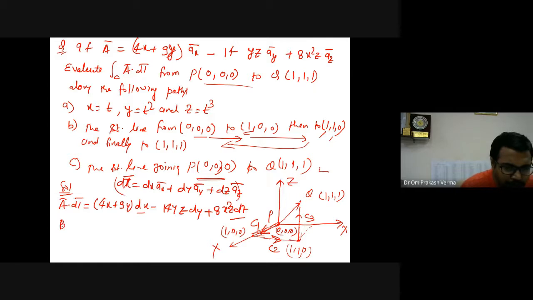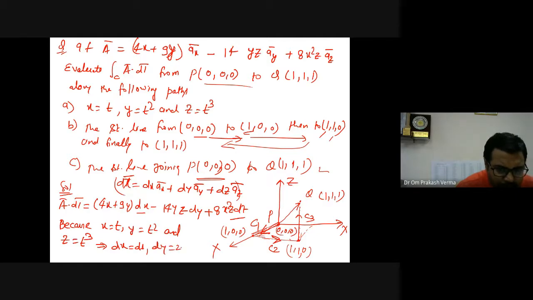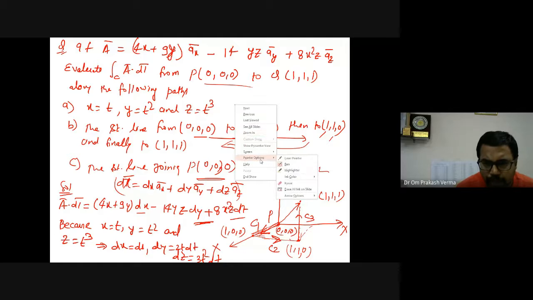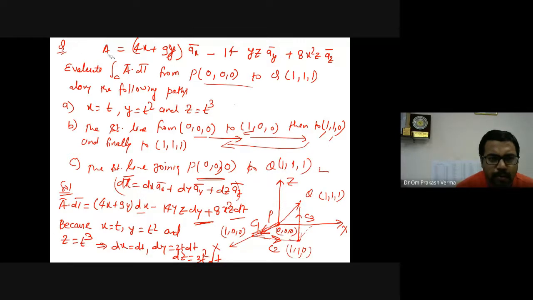Now it is given x equal to t, y equal to t square, and z equal to t cube. Then based on these equations, dx becomes dt, dy becomes 2t dt, and dz becomes 3t square dt. Now you can place all the values of x, y, z, dx, dy, dz in this equation and solve the problem. Is there any problem? If you have any problem, you may ask.